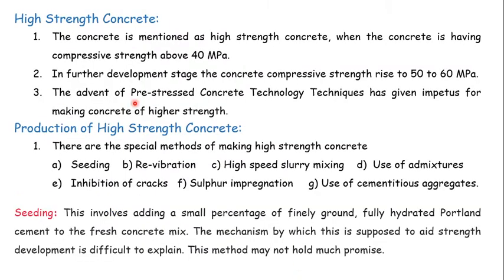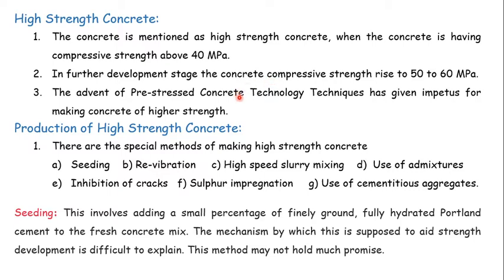So that part is the manufacturing of geopolymer. Next comes the high strength concrete. The concrete is mentioned as high strength concrete when the concrete is having its compressive strength above 40 megapascal, means 40 Newton per square mm. In further development stages, the concrete compressive strength rose to 50 to 60 megapascal, 50 to 60 Newton per square mm.